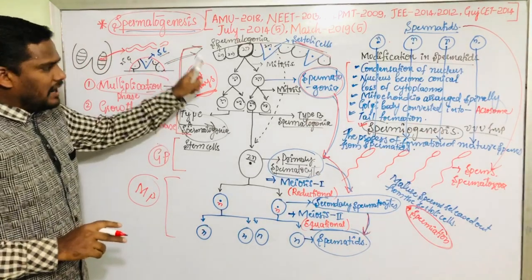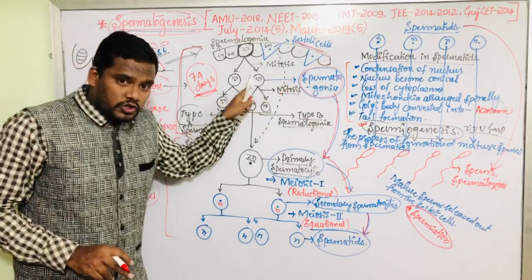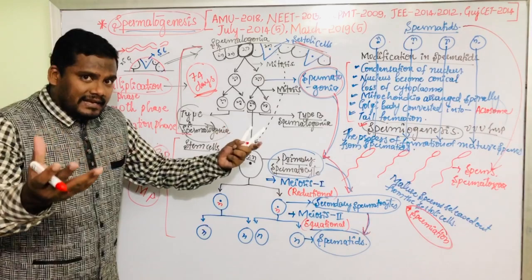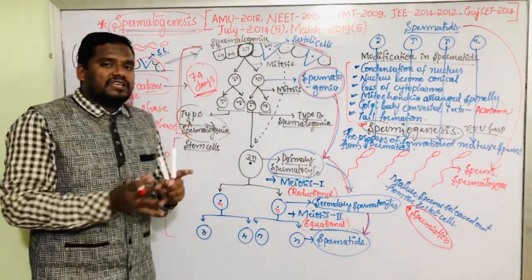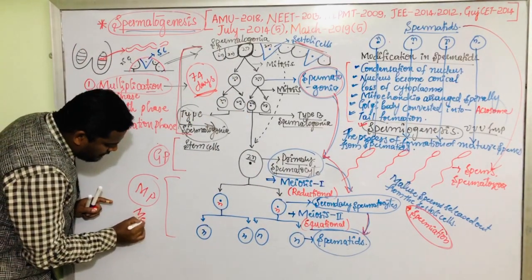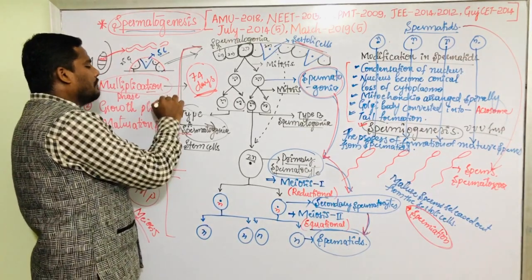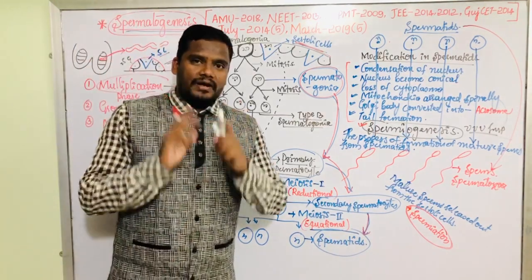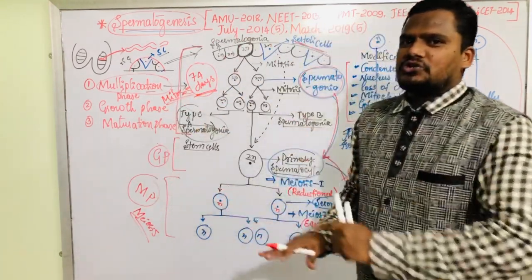First phase is the multiplication phase, where only the cell number is increased by the mitosis process. In the second phase, the growth phase, the size of the cells increases after getting the nourishment from the Sertoli cells. And the third phase is the maturation phase, and this maturation phase always shows meiosis, whereas multiplication shows mitosis. Remember, it is also very important for competitive exams. I hope you have got an idea about the entire process of spermatogenesis.